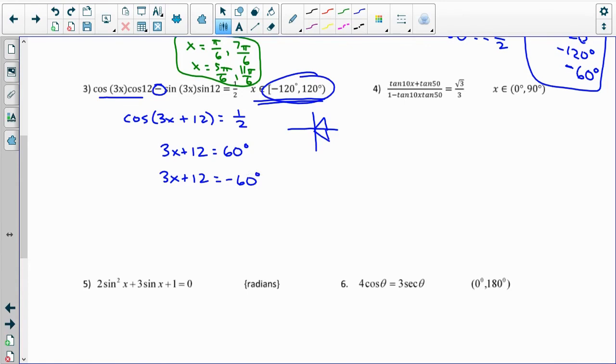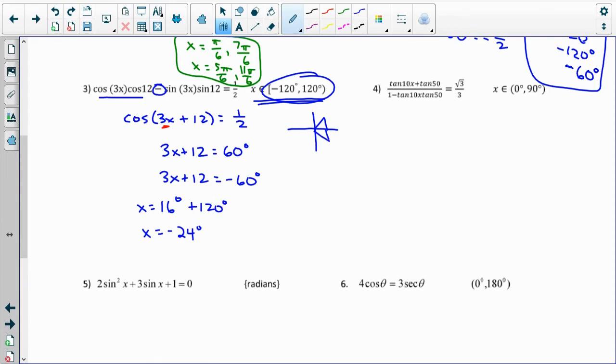So when I solve these, I get x equals 60 minus 12 is 48, 48 divided by 3 is 16. And then I get x equals negative 60 minus 12 is negative 72, and then divide that, and I get negative 24 degrees. So now I have two answers that I know work. Remember from last time, this 3 changes my period. So normally I would add 360 or subtract 360 or something like that. Well, in this case, what I now have to do is add 120 or subtract 120.